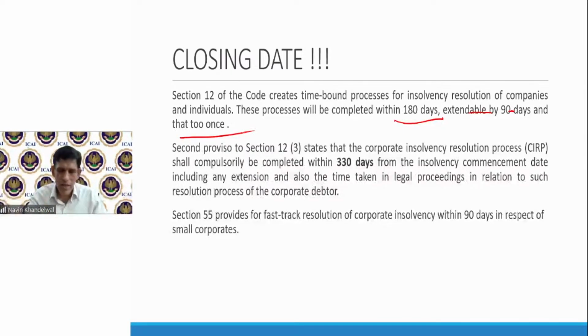So if in exam the question comes, what is the time period to complete this whole process? Answer is 180. What is the total time? 330. So 180, 270, 330. 3 timelines have been mentioned. 180 is the first timeline. 270 is the second timeline, 330 is the total number of days. That is section 12 under the IBC.